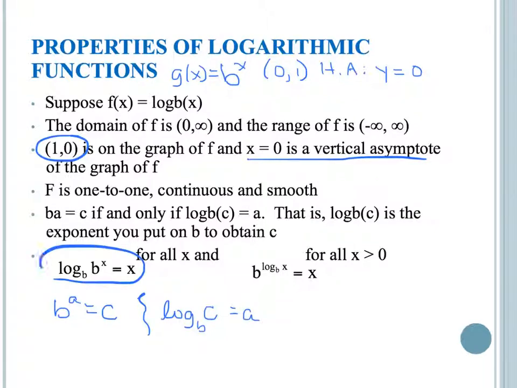And here are the two rules that we were using in the last one, where if the base of the logarithm and the base of the exponential are the same, you just get whatever's left. We see them as properties or rules or very helpful points to follow with both logarithms and exponents.